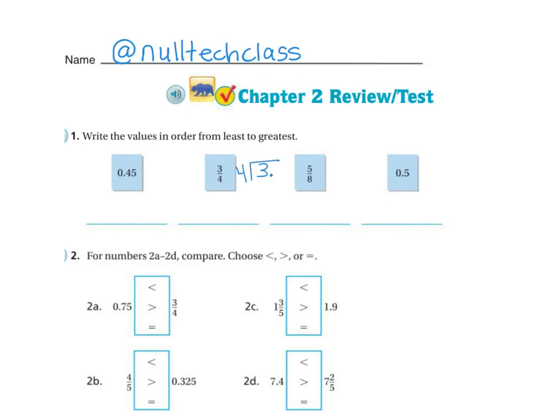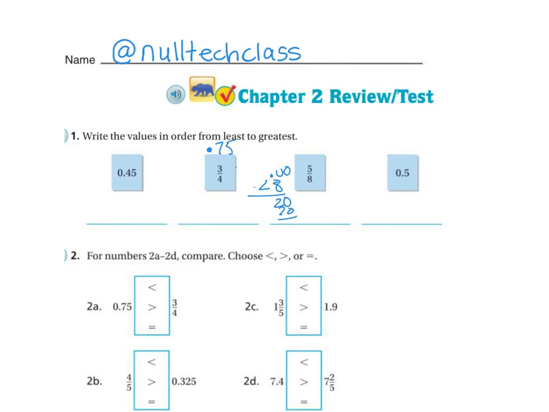4 can't go into 3, so I add my decimal and my 0, put my decimal above. 4 goes into 30 7 times. 7 times 4 is 28. I subtract. I get 2. Add a 0. Bring it down. 4 goes into 20 5 times, and it goes in evenly. So 3/4 is the same thing as saying 0.75.